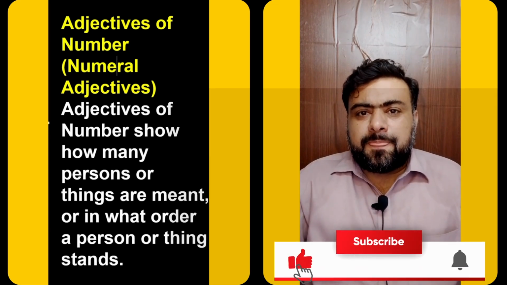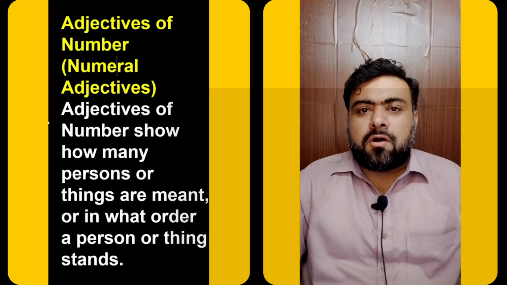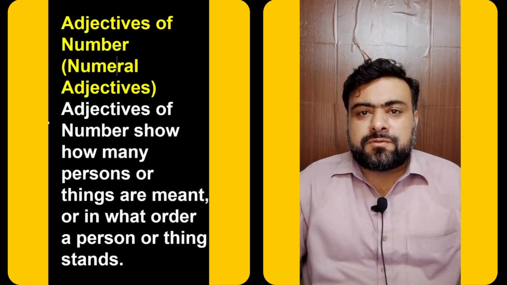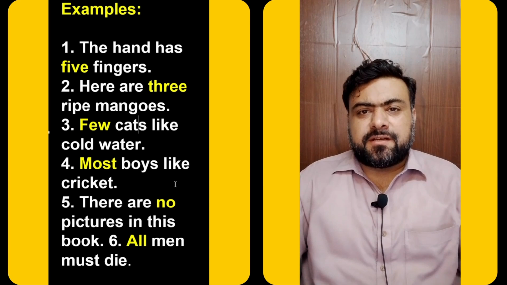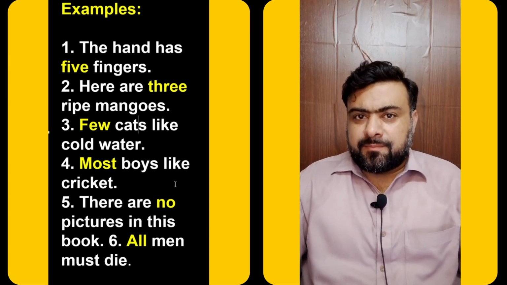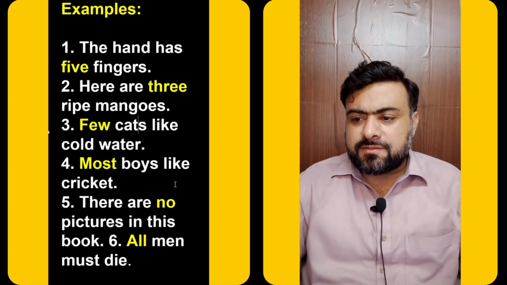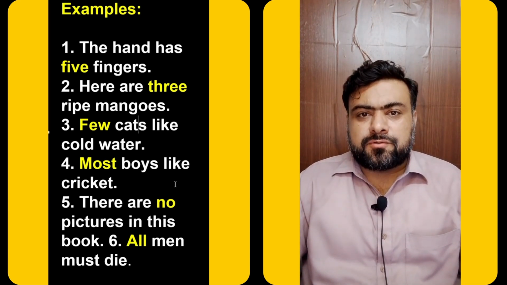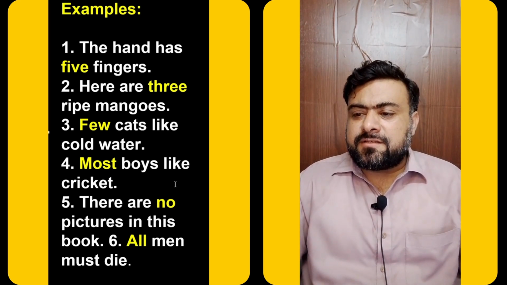Adjectives of number tell us about the number of nouns or the order in which those nouns lie. For example, the hand has 5 fingers. In this example, the adjective 5 is a number and it is telling us about the quantity of the noun fingers. Here are 3 ripe mangoes. 3 is an adjective in this sentence and it is telling us about the quantity of mangoes.